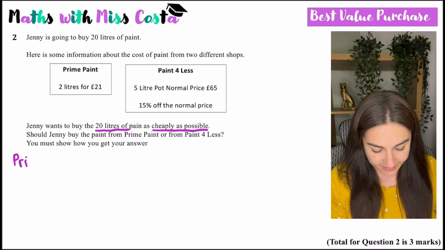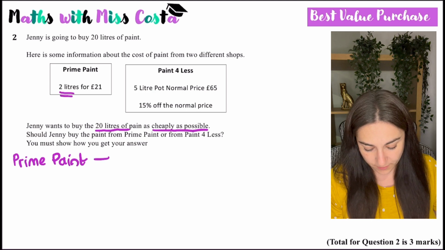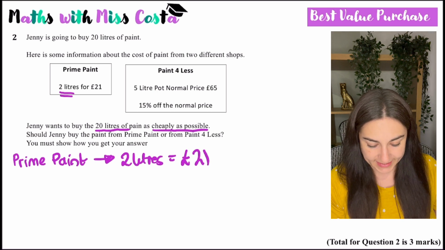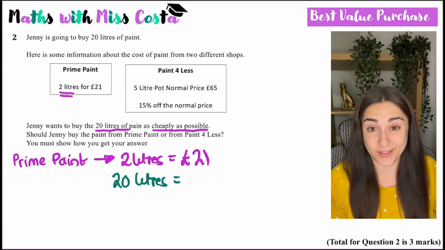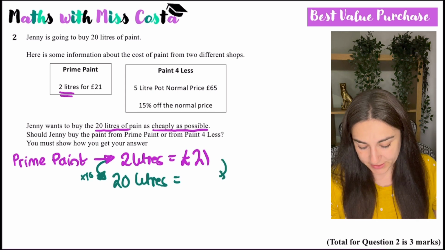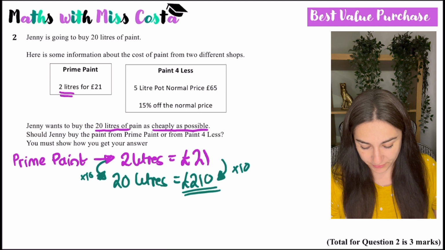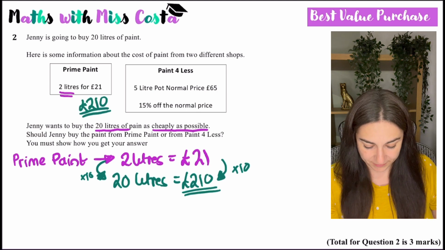So for prime paint, I know that 2 litres cost £21. And I know that she wants, how much? 20 litres. So if you just set up a little equation like this, you can use the unit method. So you just think to yourself, what do I multiply 2 by to get to 20? I multiply it by 10. So I do exactly the same thing on this side. Therefore, 20 litres is going to cost £210. There's no special offers, so that's just the price she pays for there.